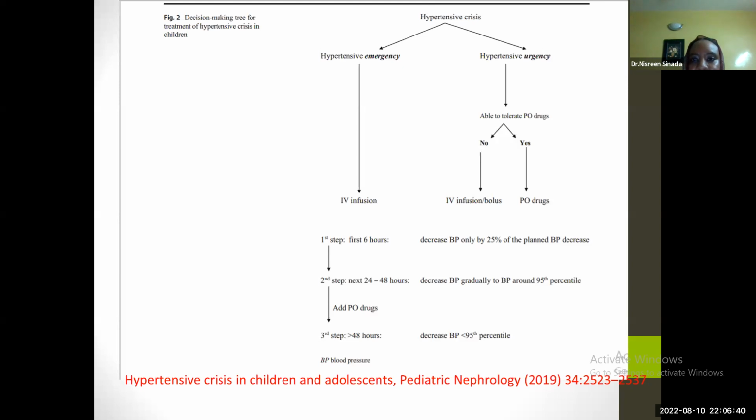In hypertensive urgency, if the patient tolerates oral medication, we start with oral. If not, we give IV infusion or boluses.